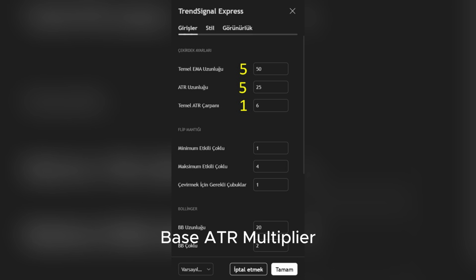The base ATR multiplier is the most important setting in this system and can be raised from 1 to 6. A lower multiplier generates more signals, while a higher multiplier reduces false signals and delivers stronger, cleaner, and trend-initiating signals with sniper precision. In general, the ATR multiplier determines signal quality, the ATR length determines volatility stability, and the EMA length determines trend direction and trend angle.